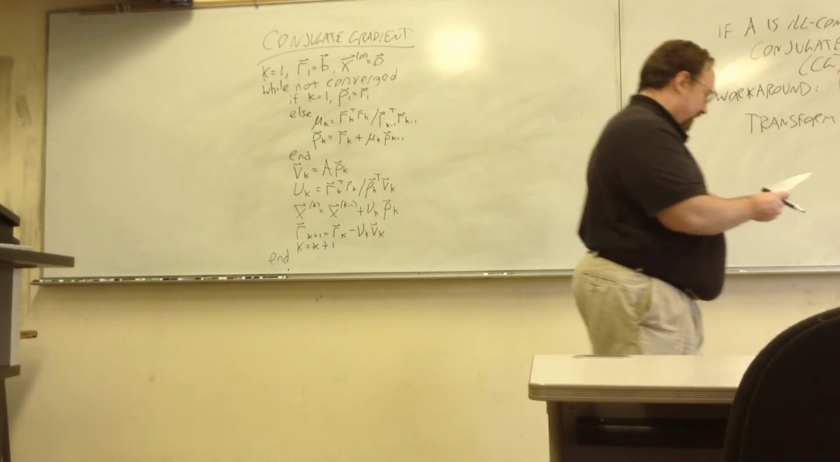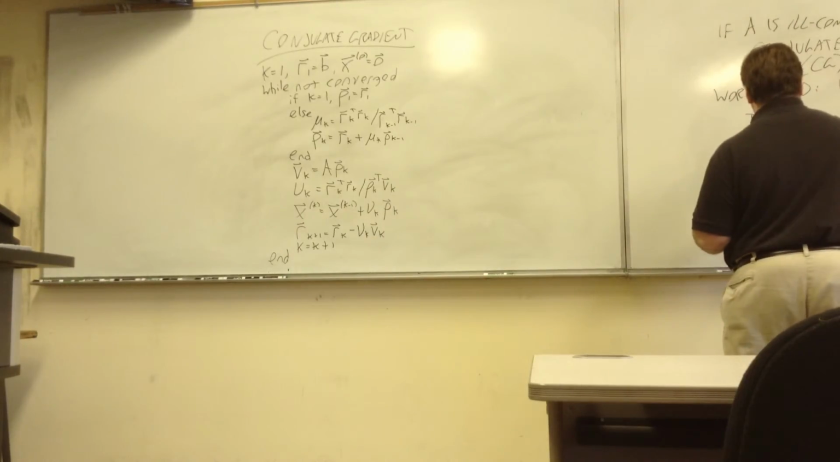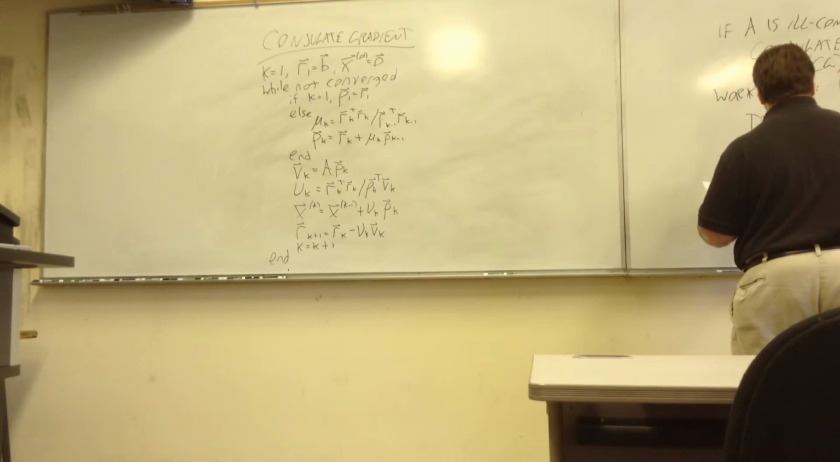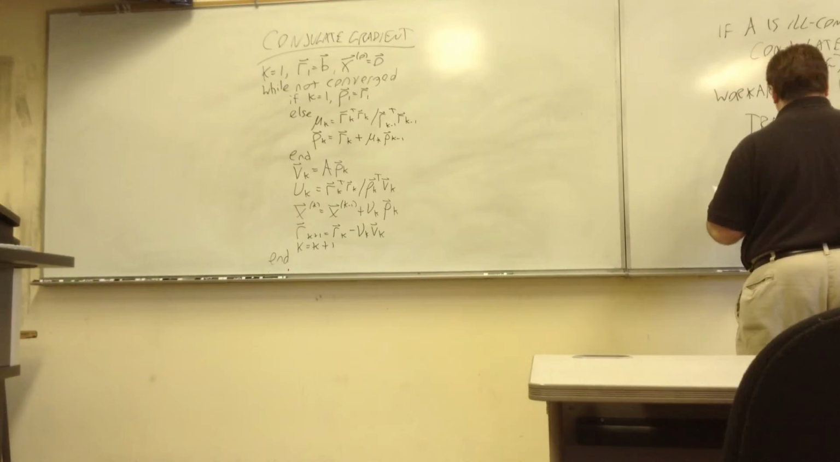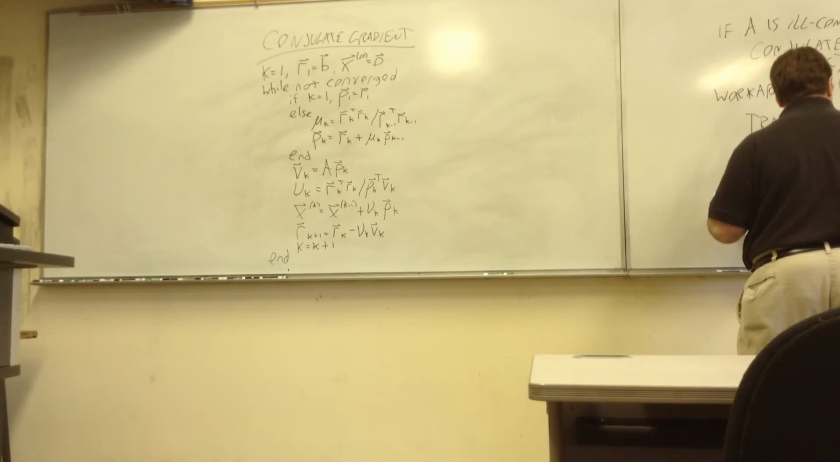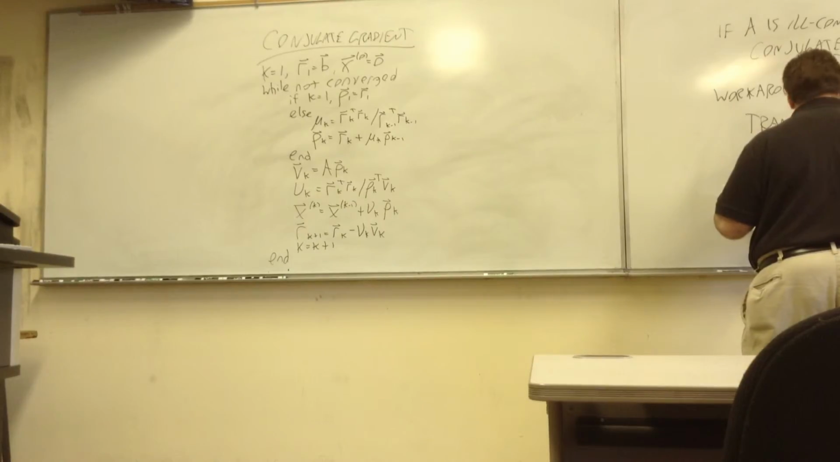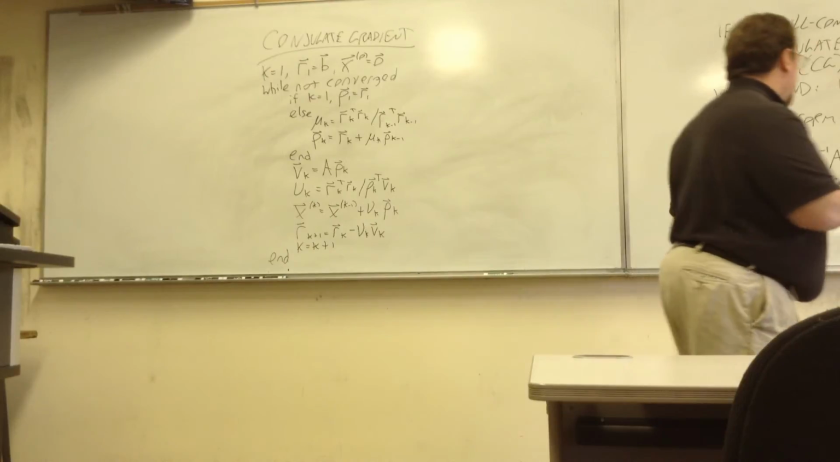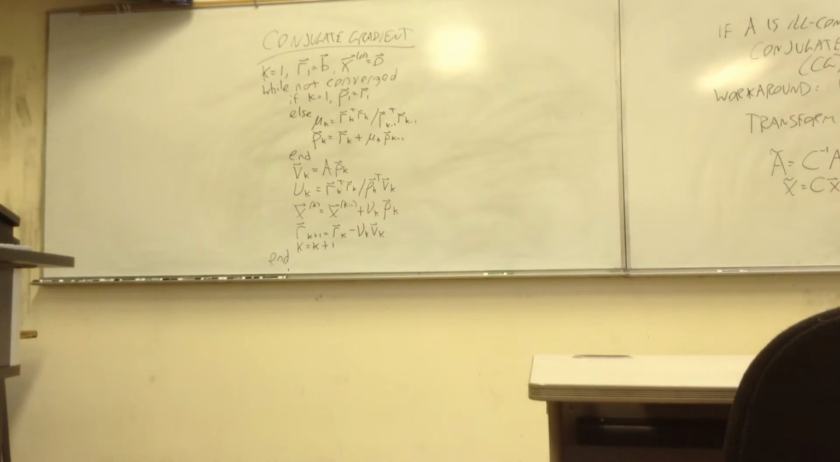Okay, so what is the new system? A tilde has this form. It's C inverse A C inverse. X tilde is C times X, and B tilde is C inverse times B. Now what about C? What is this matrix C? C is a matrix that has to be symmetric, positive definite.